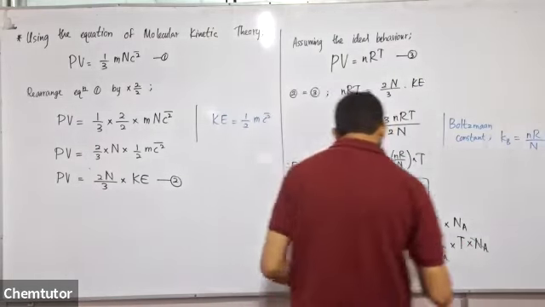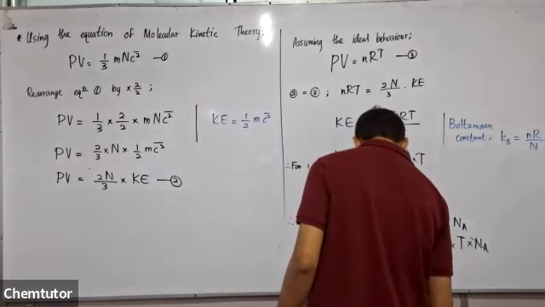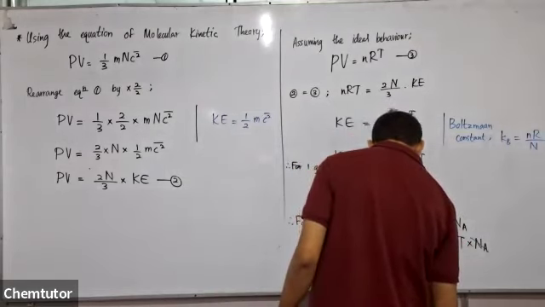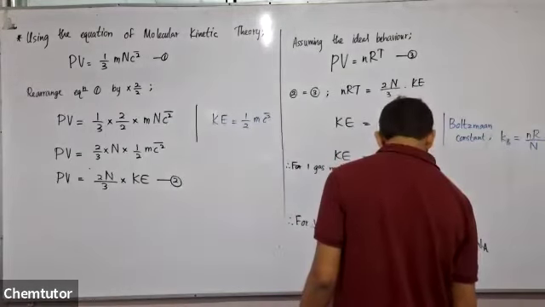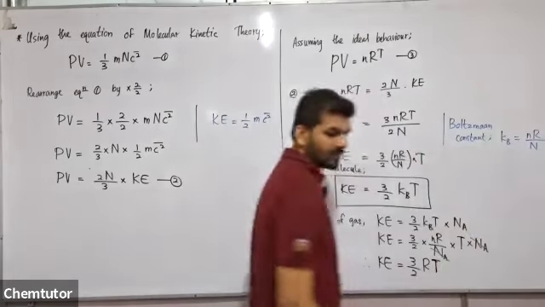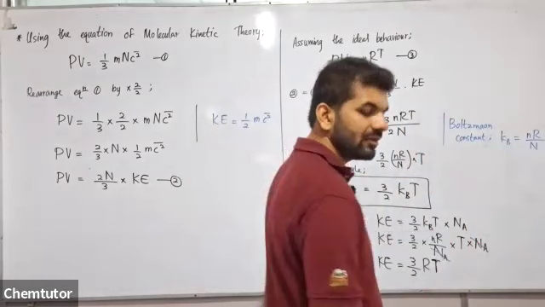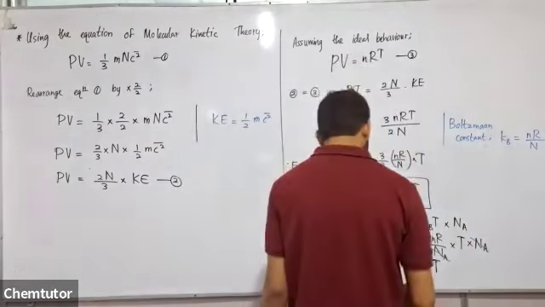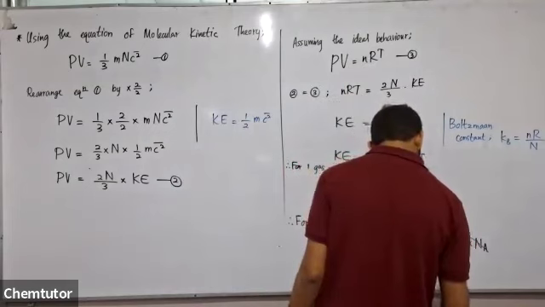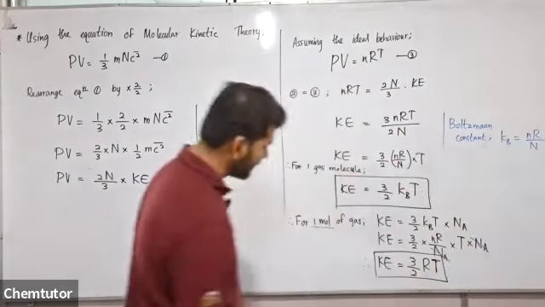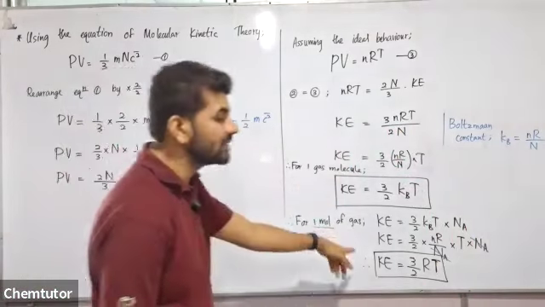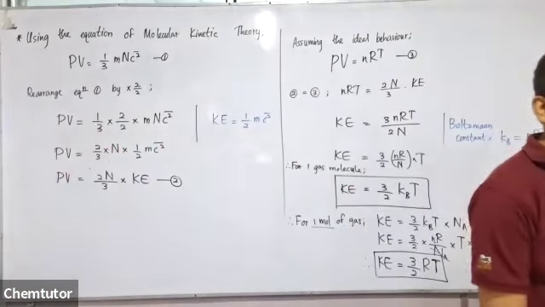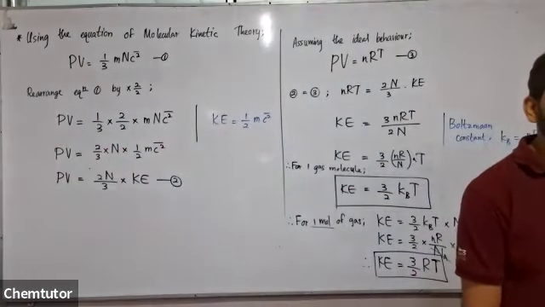So we can say, therefore, kinetic energy equals 3 over 2 times R, since simple n will also become 1. Then for 1 mole of a gas, we can find the kinetic energy as 3 over 2 RT. If you can remember, that was the equation I gave you in the kinetic molecular theory, about 2 hours before.